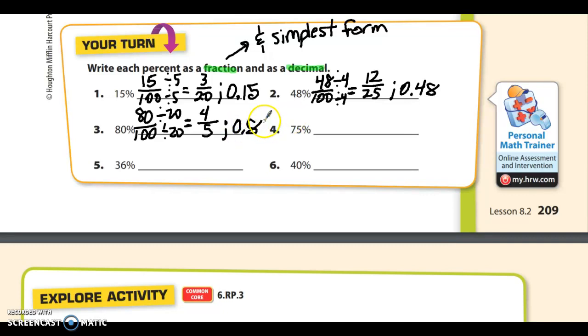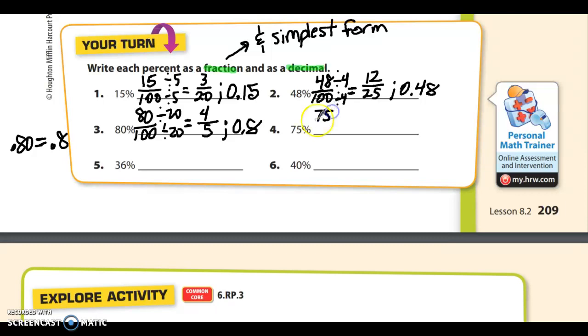And I want you to notice that you can take the 0 off. It's unnecessary to have zeros. You don't just take any digit off, but you can take zeros off the end. So what I'm saying is 0.80 is the same as 0.8. And in algebra, we don't write things that we don't need to, so we take that 0 off.